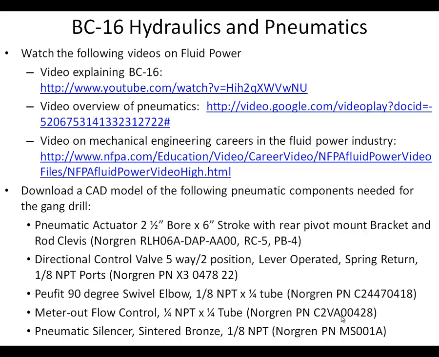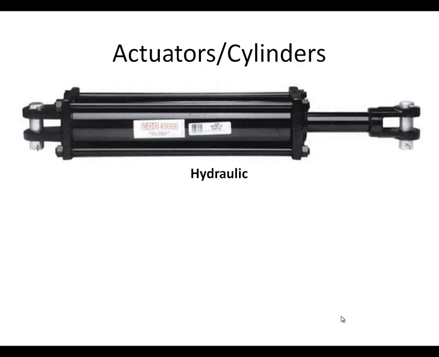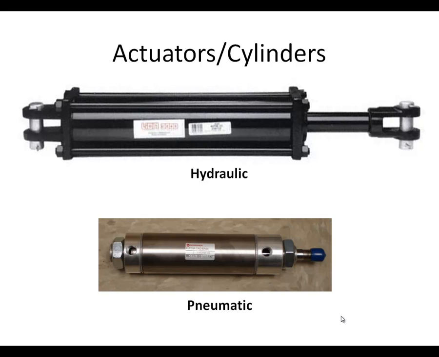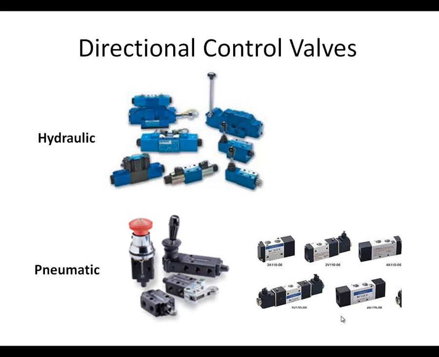Let's talk a little bit about fluid power. One of the main components in fluid power systems are called actuators. There's a hydraulic actuator. It's basically a piston in a cylinder. And there's a pneumatic actuator. Another important type of component in fluid power systems are directional control valves. Here are a few examples of hydraulic control valves, and here are a few examples of pneumatic control valves.